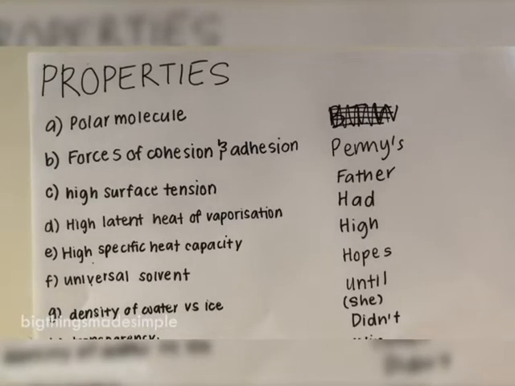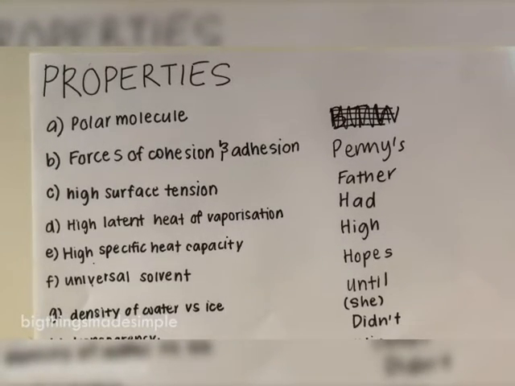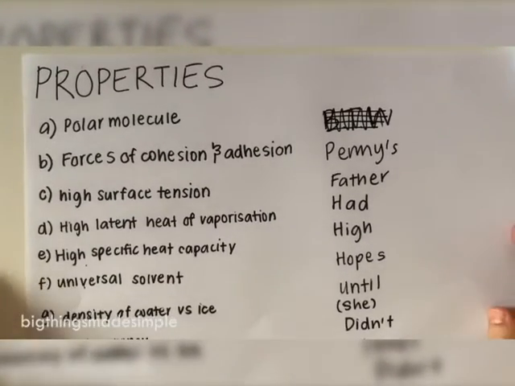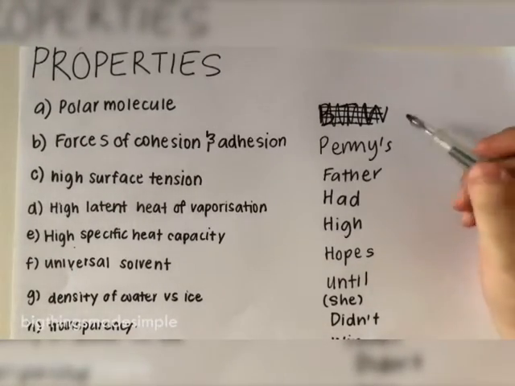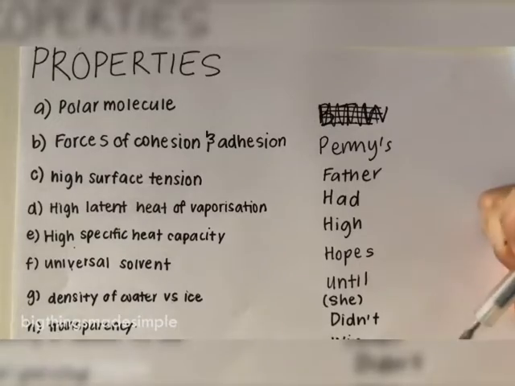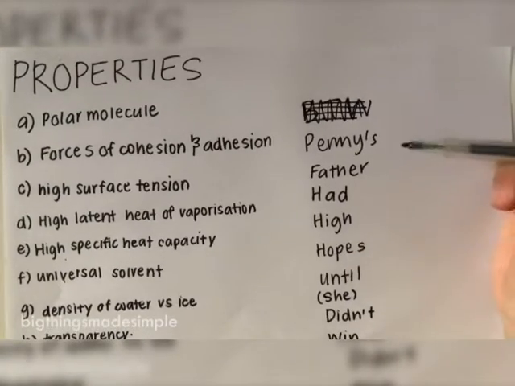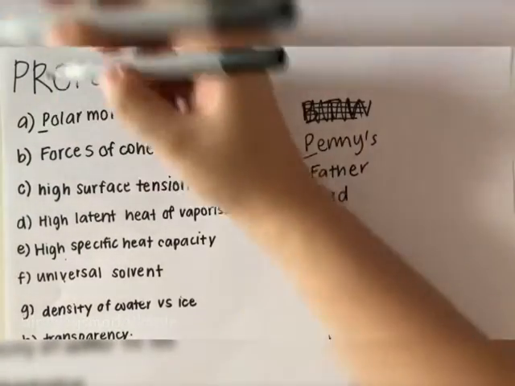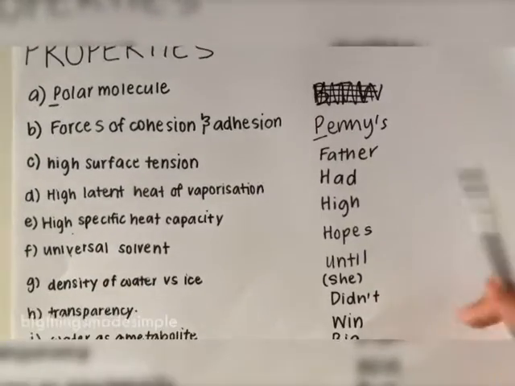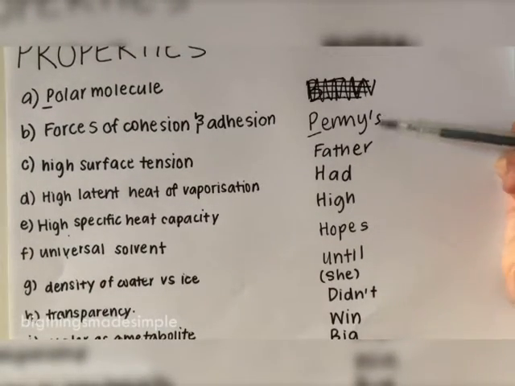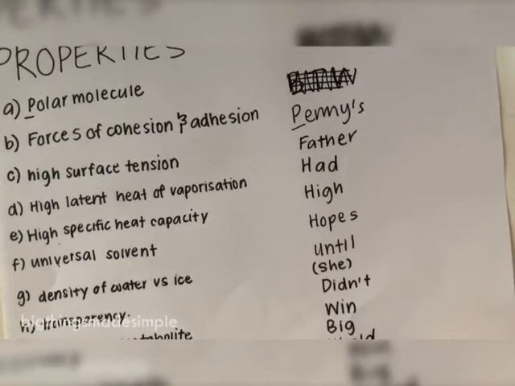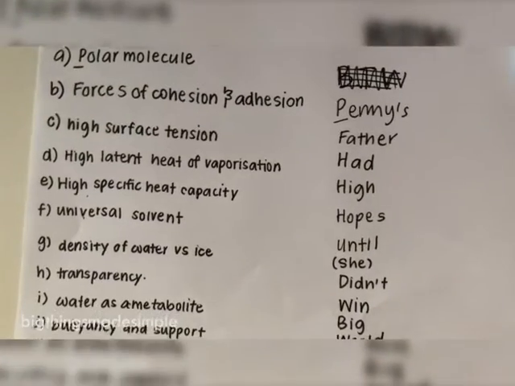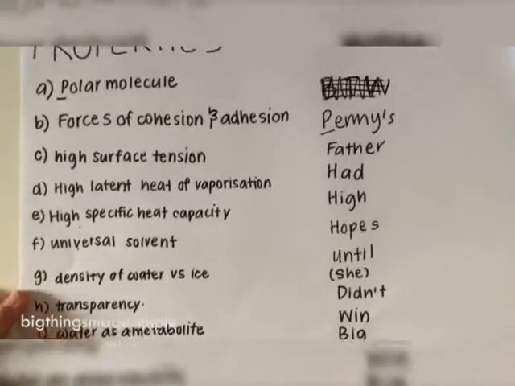So next we're going to talk about the properties of water. All in all, there are 11. We're going to talk about each of them in depth, but I actually came up with a way to remember them, which you guys can use. Basically the first letter of each property is the same. So Penny's father had high hopes until she didn't win big world tournament, which is a way that you guys can use to remember these properties.